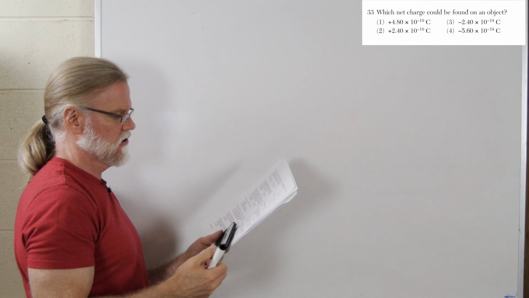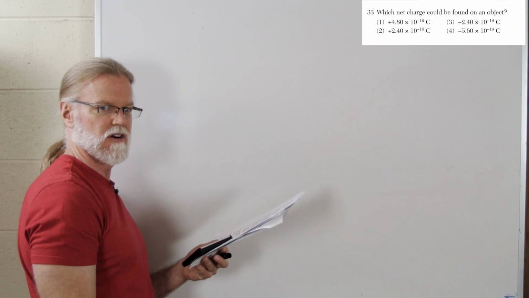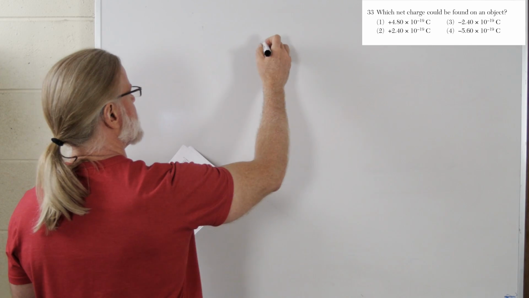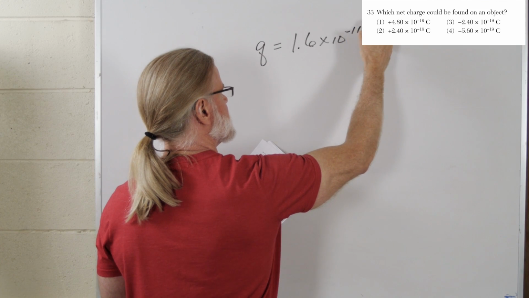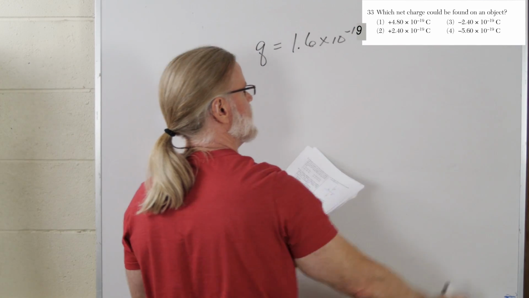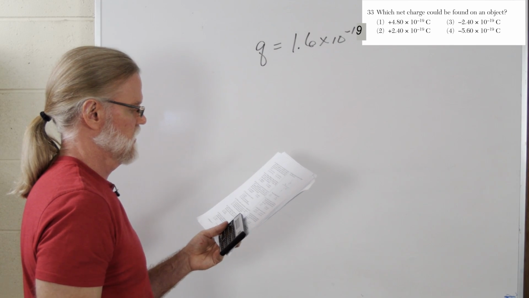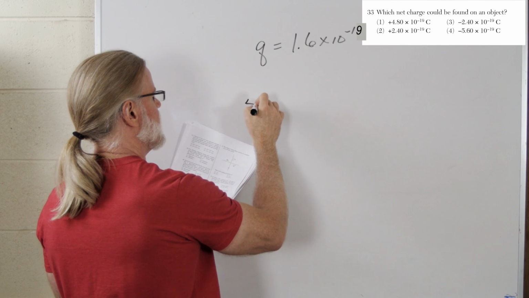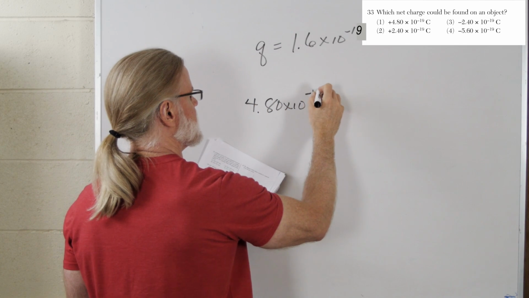Which net charge could be found on an object? All right, so they give us in coulombs. We need to convert this to elementary charges and make sure it's a whole number. An elementary charge, we looked that up in our reference table, is 1.6 times 10 to the minus 16 coulombs, and of course, that is also 1e. So it has to be a multiple of that in coulombs. Looks like that first one's going to do it for us. Let's see, 4.80 times 10 to the minus 19 coulombs.